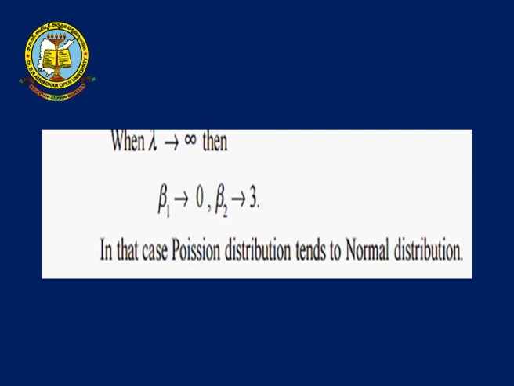When lambda tends to infinity, beta 1 goes to 0 and beta 2 goes to 3. In that case, this Poisson distribution tends to a normal distribution. That is why we say beta 1 goes to 0 and beta 2 goes to 3 when lambda tends to infinity. In that case, the Poisson distribution tends to a normal distribution. This is the foremost important distribution. In future, you will study about this normal distribution also.